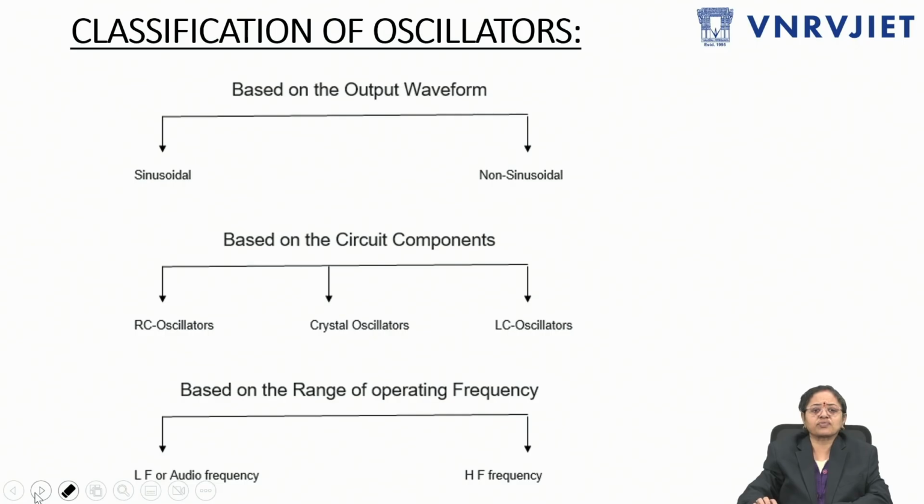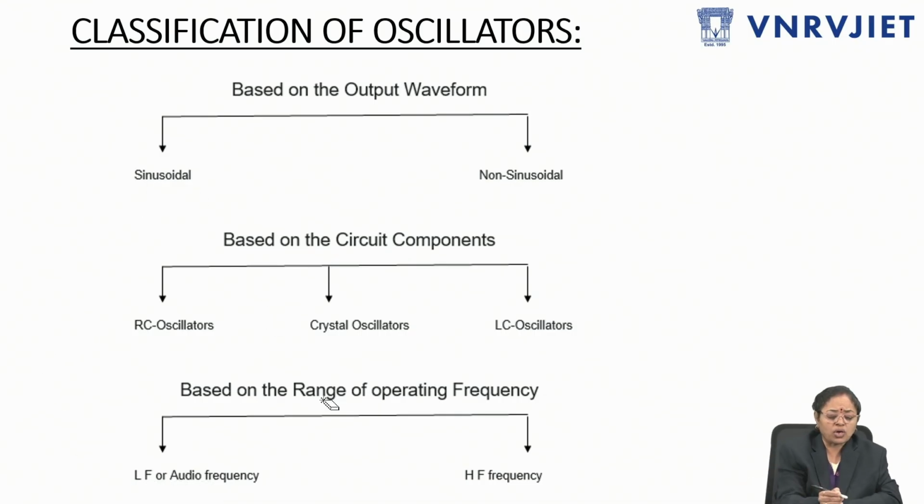Coming to the classification of oscillators, oscillator circuits are classified based on different criteria. First, based on the output waveform produced, we may have sinusoidal or non-sinusoidal waveforms. Sinusoidal oscillators produce sine waveforms, and non-sinusoidal oscillators produce square wave, triangular wave, rectangular wave, and likewise different types of waveforms.